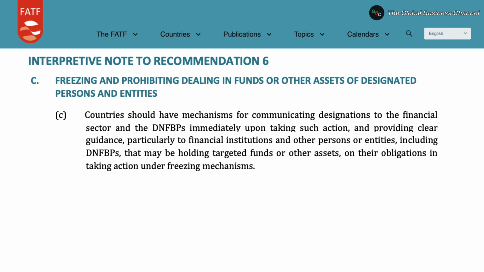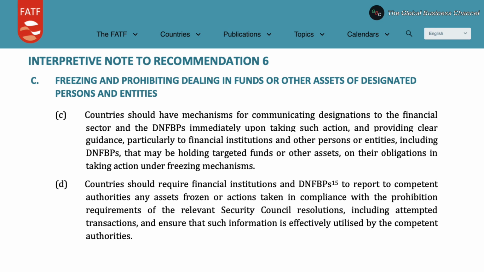Subnote C. Countries should have systems to immediately inform the financial sector and DNFBPs, otherwise meaning designated non-financial businesses and professions, when designations are made. They should also give clear instructions, especially to financial institutions and entities holding targeted funds or assets, on their responsibilities when freezing those assets.